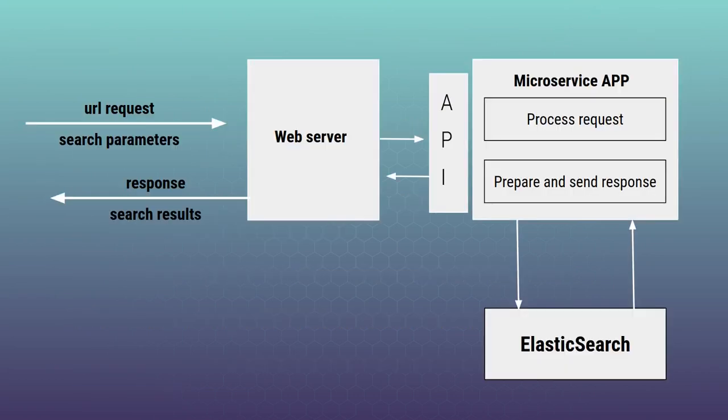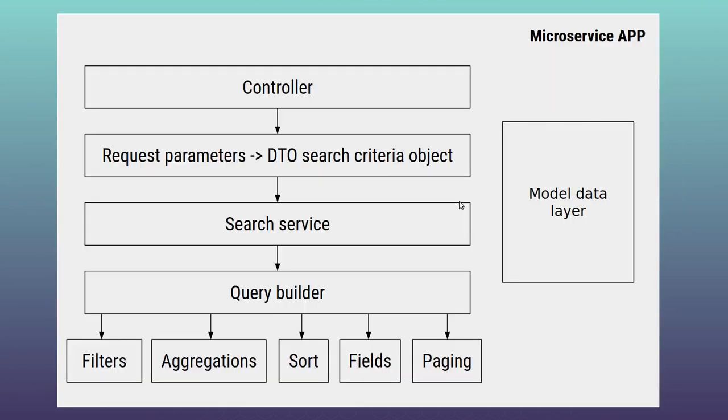We will start with creating a coding microservice environment. Using Docker and Docker Compose, we will create the web server, the microservice application itself, and Elasticsearch as separate Docker containers. Then we will continue with creating our code using the next architecture scheme.